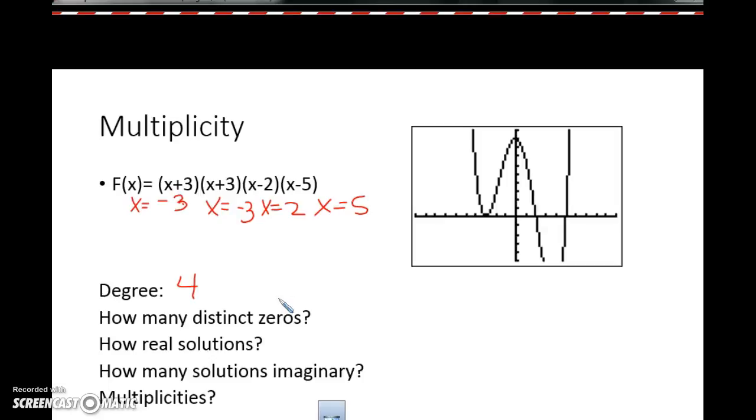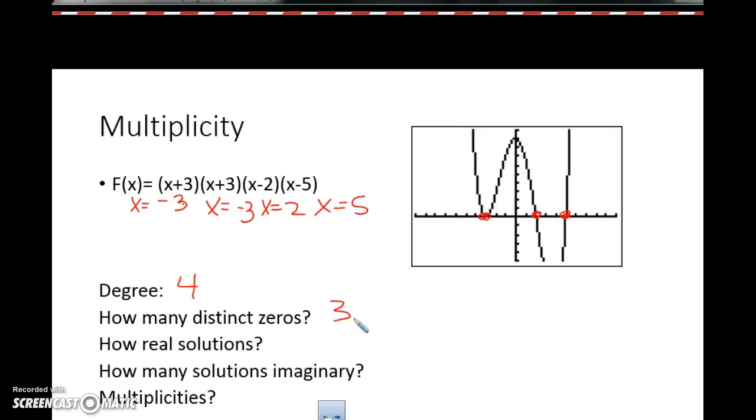Now if I look at that graph, how many x-intercepts does it have? How many times does it touch the x-axis? 3 times, so it has 3 distinct zeros. How many solutions can we see on the graph? There's only 3 x-intercepts, so I can only really see 3, but this one has a multiplicity. See the bounce? So this counts as 2.